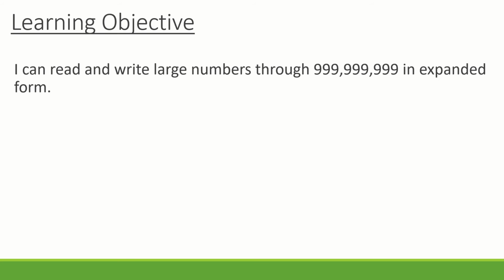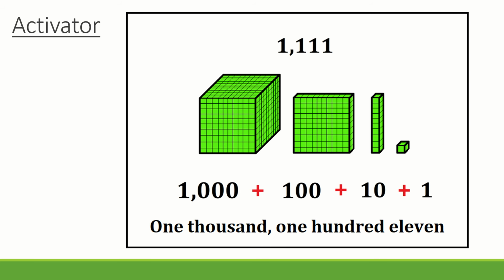Our learning objective for our mini lesson today reads: I can read and write large numbers through 999,999,999 in expanded form. For our activator, we have a rectangle that has several pieces of mathematical language located within it.